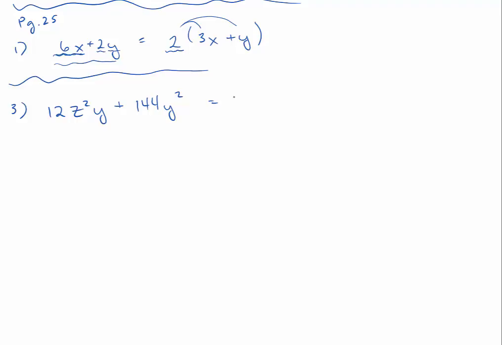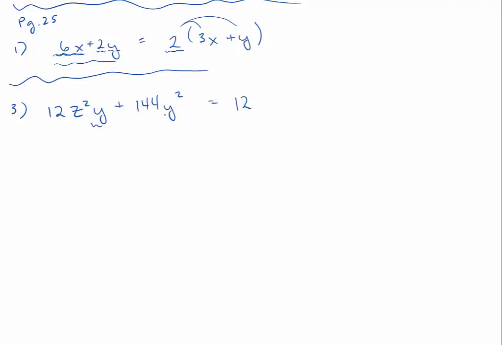And then I ask myself, okay, the biggest number I can pull out, and if you're familiar with perfect squares, then you know that 144 is 12 times 12. So I could pull out a 12 out of each one. So this is 12, and then the variables I pull out: I have a z squared here, I don't have any z's in my second term, so I can't pull any z's out.